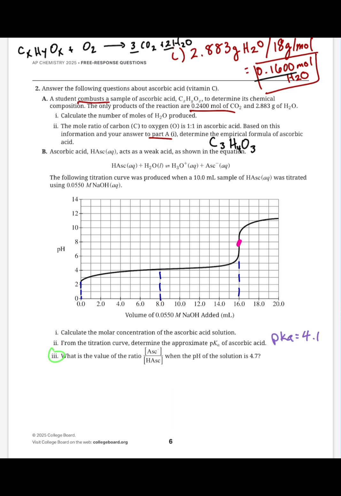For this last part here, it's asking what is the value of the ratio of the conjugate base and the ascorbic acid when the pH of the solution is 4.7. So we're able to use the Henderson-Hasselbalch equation again, where we can just plug in some values now. We know what the pH is; they tell us specifically it's 4.7. We found the pKa from the graph in the previous problem, so that's going to be 4.1. And then if we take the log of our ratio, we are able to get our relationship here.